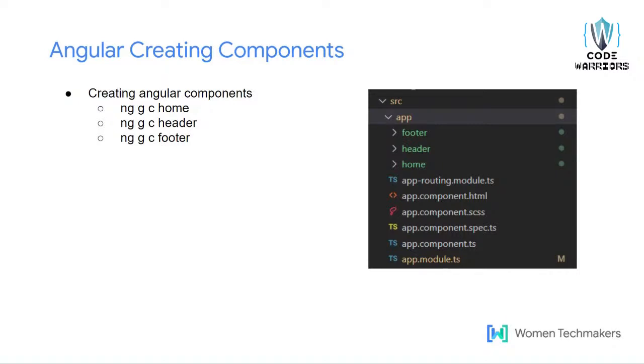So for creating components, we can write ng g c. G stands for generate, and C stands for component. And we write ng g c home, ng g c header, ng g c footer. So these three components I have created, and here they are.